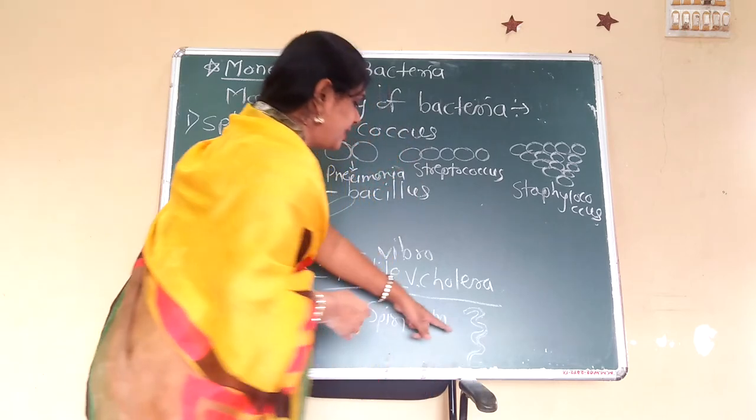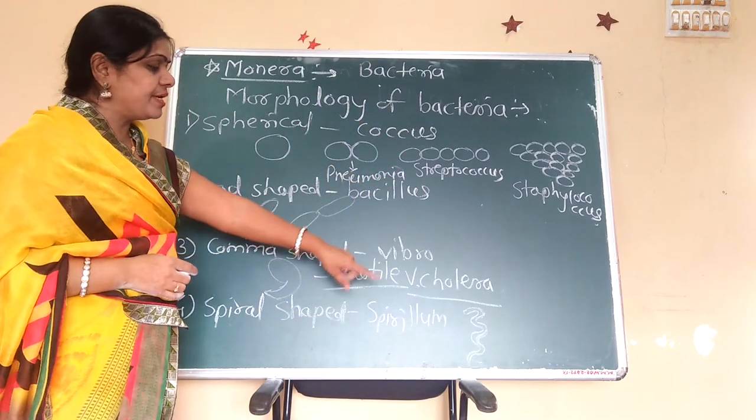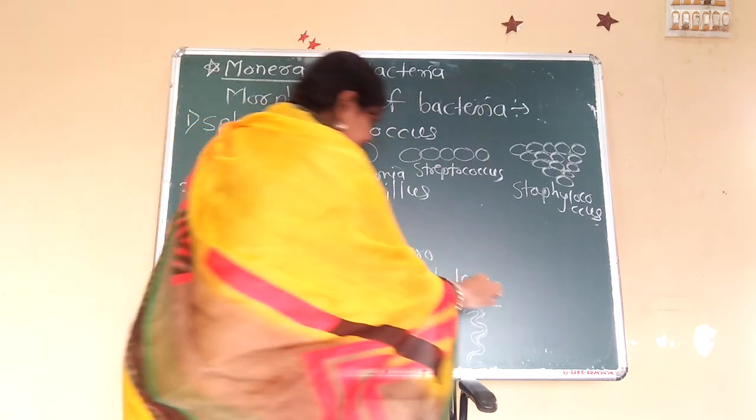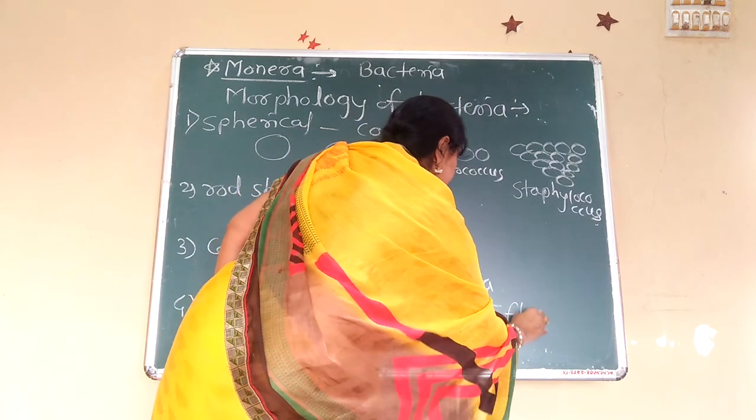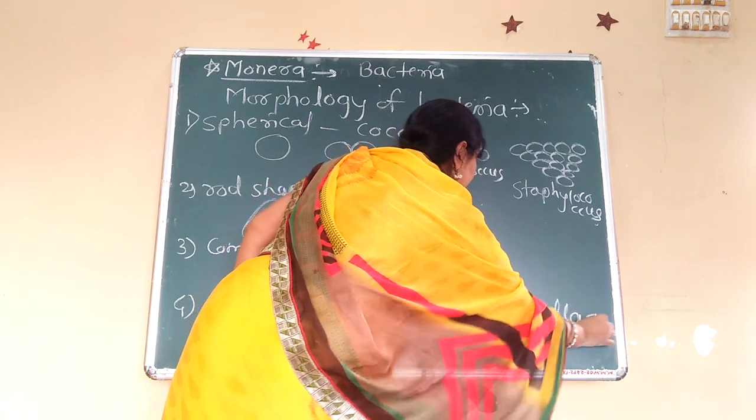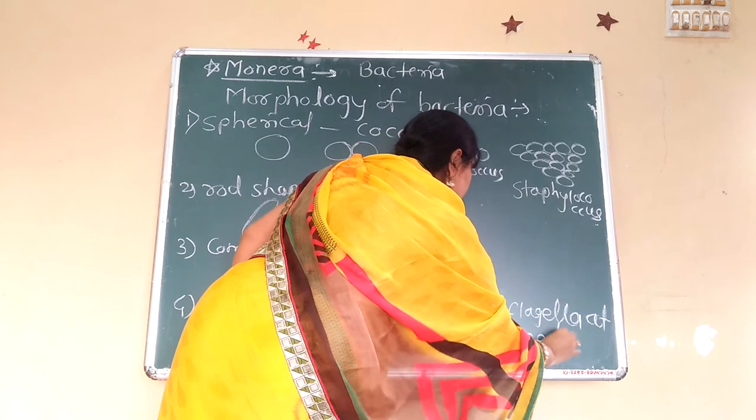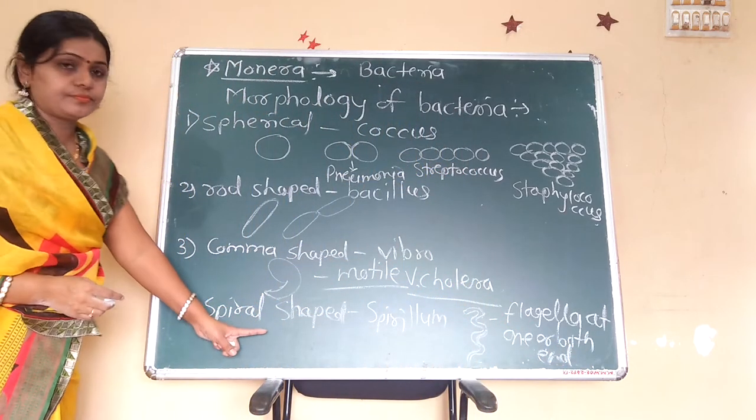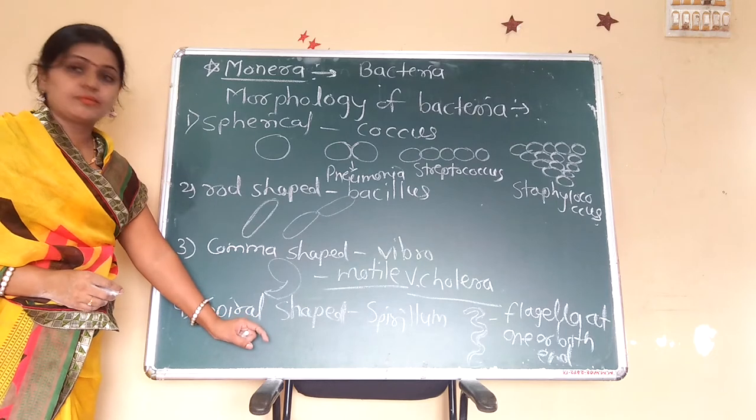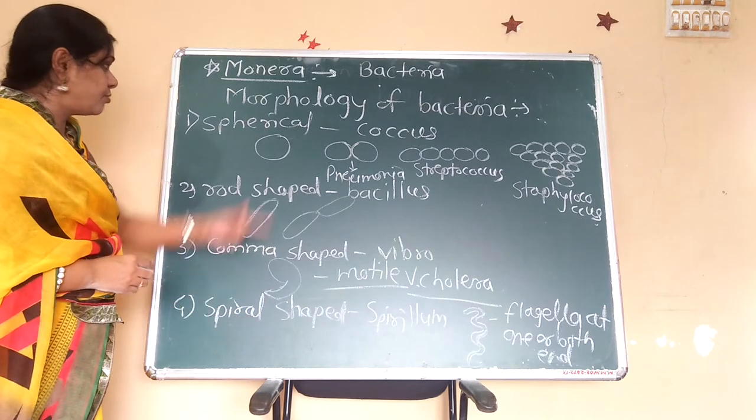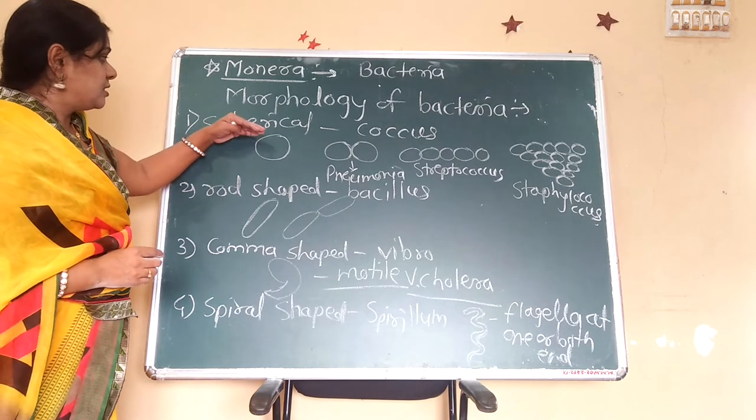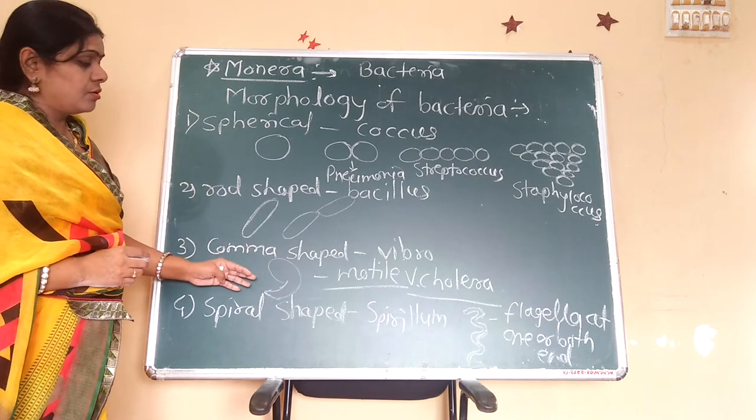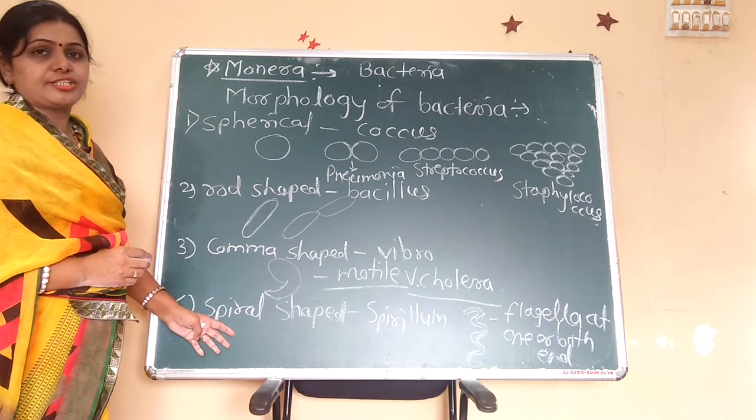Like a spring, these bacteria bear flagella at one or both ends, and that is why they are motile. This is the morphology of bacteria. Four types of bacteria are present: spherical, rod-shaped, comma-shaped and spiral-shaped.